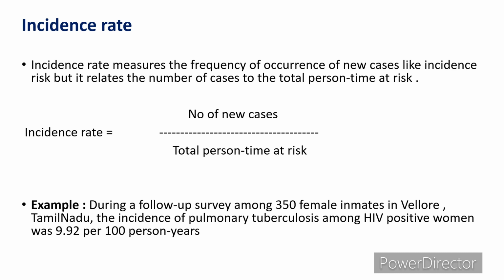So we will discuss the person time at risk in the next slide. In simple words, incidence rate is the number of new cases divided by total person time at risk. A simple example: during a follow-up survey among 350 female inmates in Vellore, Tamil Nadu, the incidence of pulmonary TB among HIV positive women was 9.92 per 100 person years. So this is the main difference. Here we can see the person years, right? Whereas in incidence risk, we see the population.